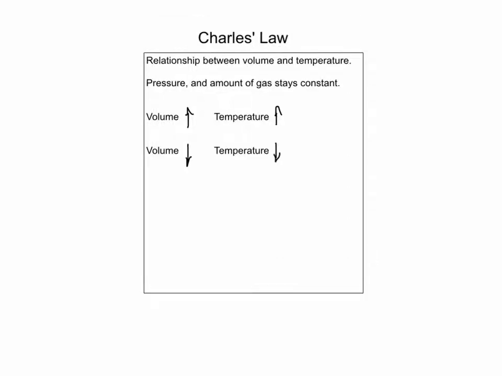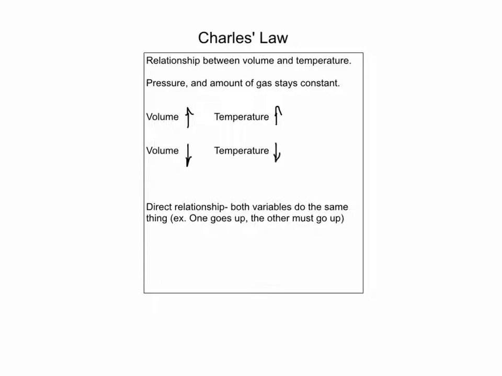This type of relationship, where one variable goes up and the other variable goes up, is called a direct relationship. This just means both variables do the same thing. For example, one goes up, the other must go up. And we can use this relationship to solve problems with gases.